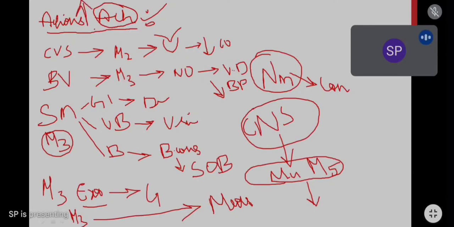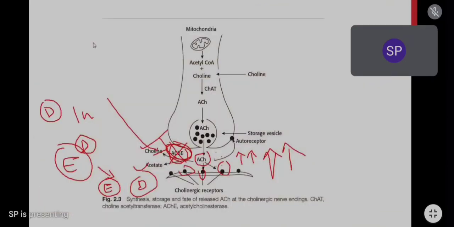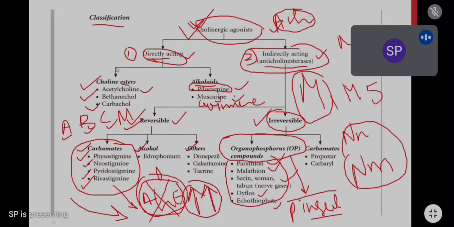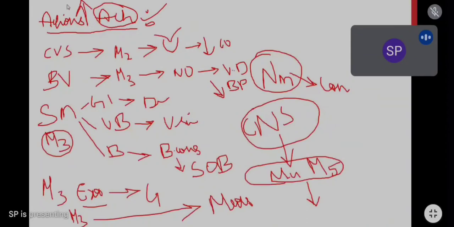When will acetylcholine increase? If anybody is taking any of these drugs, the patient will take any one of these drugs, so what happens? The patient will show all these actions. Just now I told, all these actions will be shown in the body. Clear everybody? Now see, we have to learn about acetylcholine.